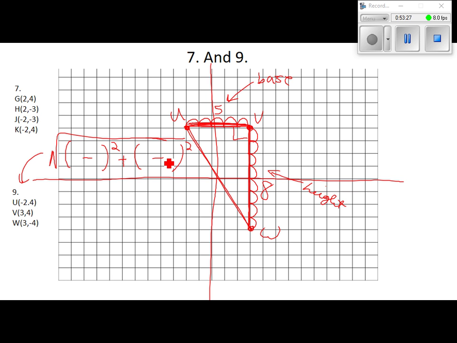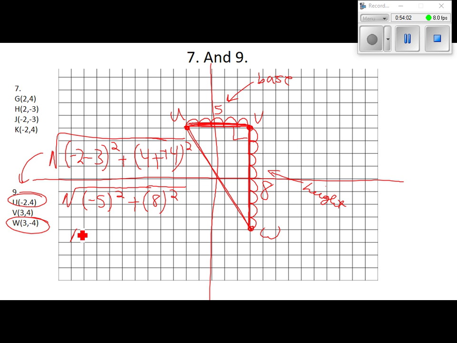On this, I'm using U and W, so I want that ordered pair and that ordered pair. What are my X coordinates for U and W? -2 and 3. So I put in -2 minus 3. What are my Y coordinates for U and W? 4 and -4. What's -2 minus 3? -5. I'm going to square that in a second. What's 4 plus 4? 8.